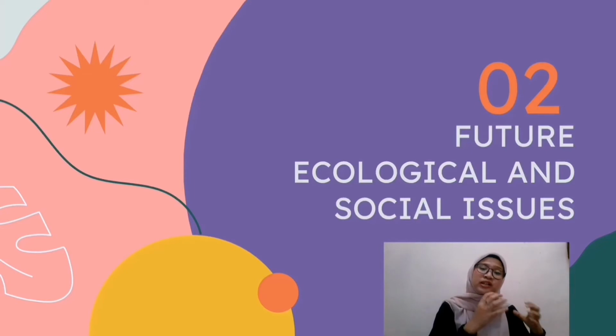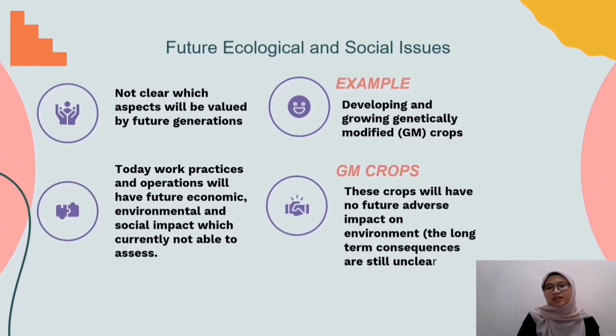Now I will proceed with the next part of this presentation, which involves the future ecological and social issues, and how the environment will give impact, either positive or negative, towards the future. Future generations are uncertain about which features of the environment and society will be appreciated. It is possible that today's work habits and operations will have long-term economic, environmental and social consequences that we cannot predict right now. Developing and cultivating GM crops is one of the examples. This opens up a lot of business prospects for many companies, while many scientists believe that these crops will have no long-term negative effects on the environment or the people that consume them. The long-term implications are still unknown.